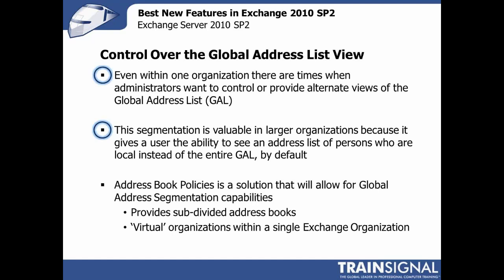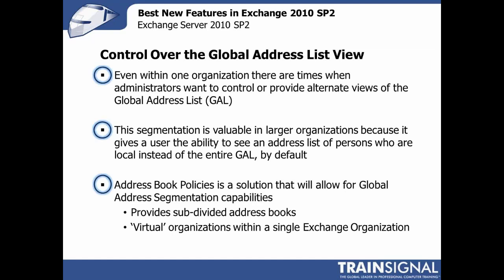So that's why they created address book policies. This will allow for global address segmentation capabilities. It provides subdivided address books. It actually provides a whole separate view for the offline address book and the various address lists, and typically when you want to do this in your organization, you don't just create one global address policy.